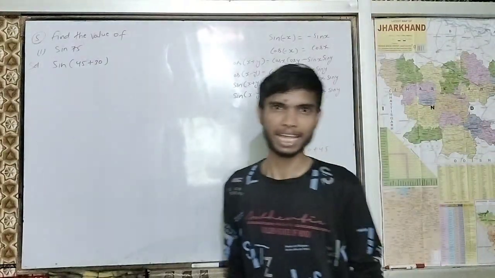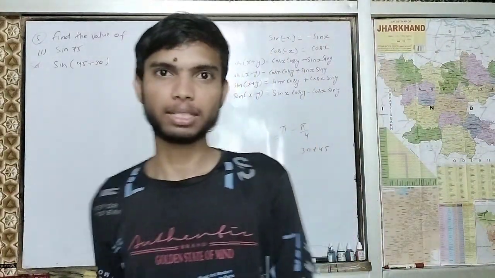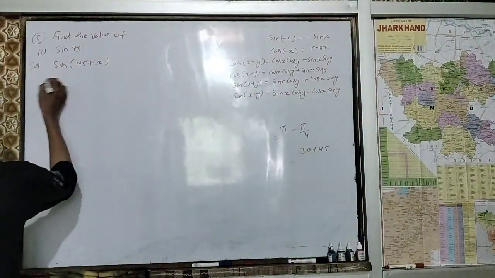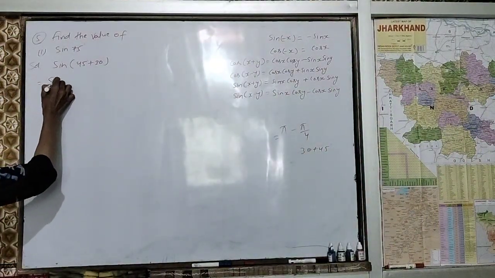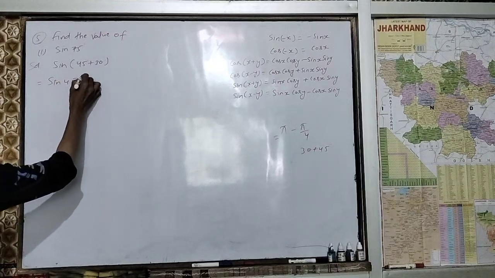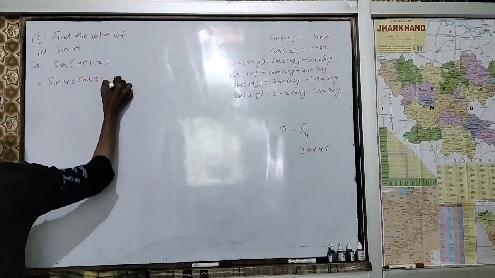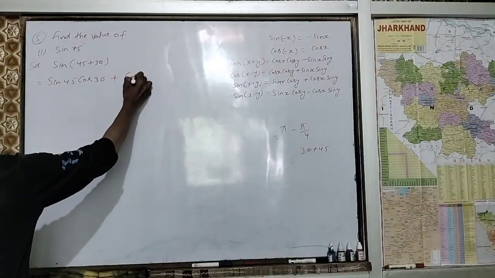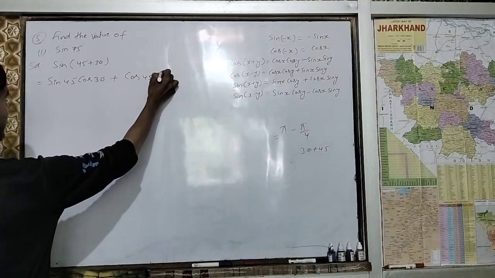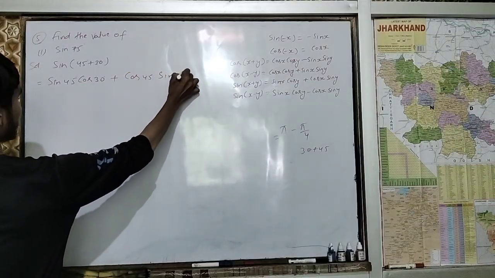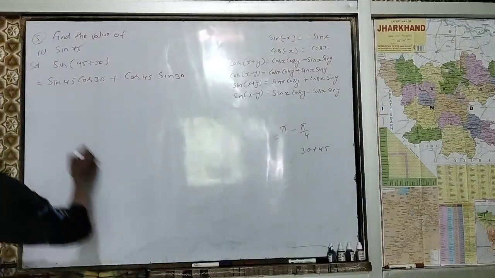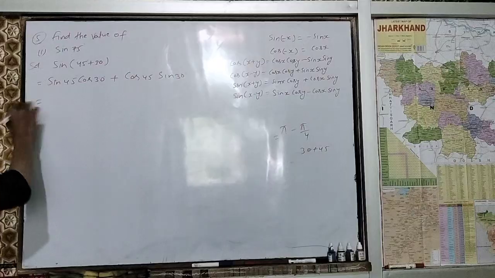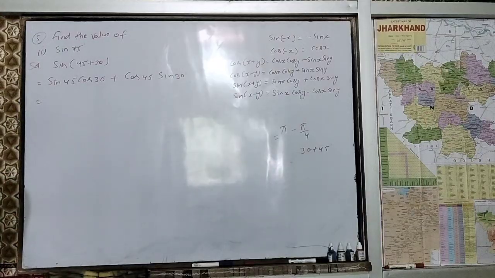So sine x cos y plus cos x sine y. Here the operator will be as it is because of sine. Next we have cos x sine y. Clear? Cos x sine y. We are using this trigonometric identity. Clear?